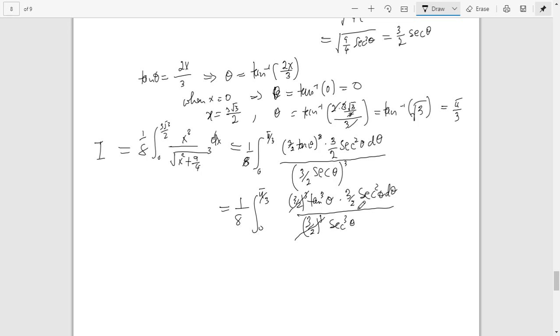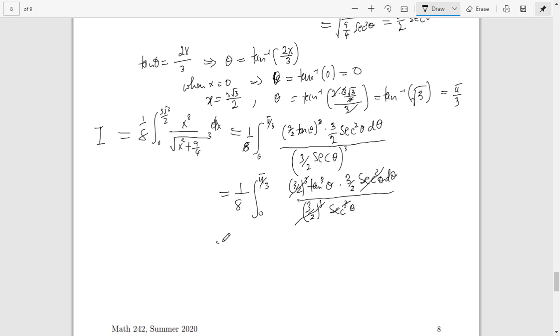Tangent cubed remains there. Secant squared can cancel out 2 of the secants, and we are left with only 1 secant below. So after cancelling out, I get 3 over 16, that is multiplying this here by 1 over 8. The integral of what I'm left with will be tangent cubed over secant theta d theta.